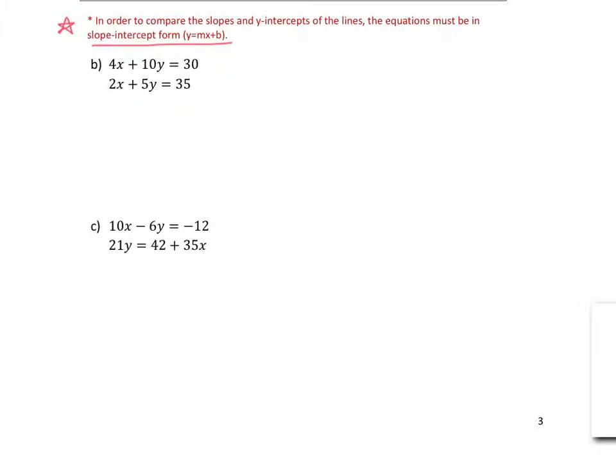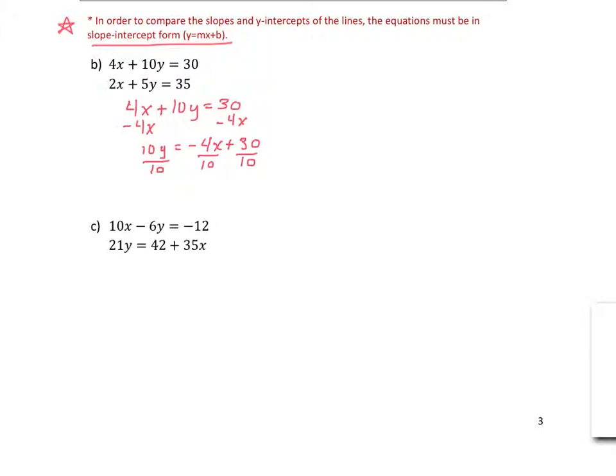So for the first one, 4x plus 10y equals 30, I need to get y by itself, so it's in y equals mx plus b form. So I'm going to move the 4x term to the other side by subtracting it from both sides. That leaves me with 10y equals negative 4x plus 30. I want to write my x term first, and because we were subtracting it, it will be negative. Finally, to get y by itself, we need to divide by 10 to get rid of the 10 in front of it. So we divide every term by 10 in the equation.